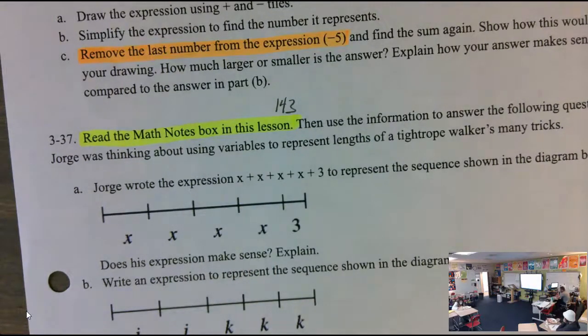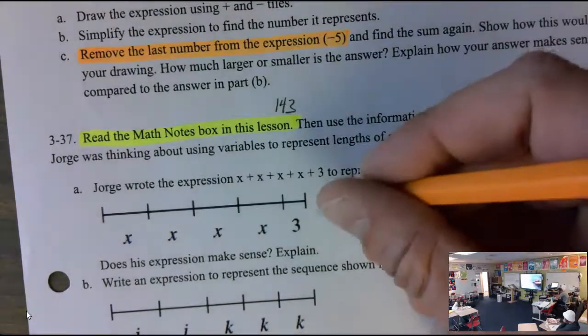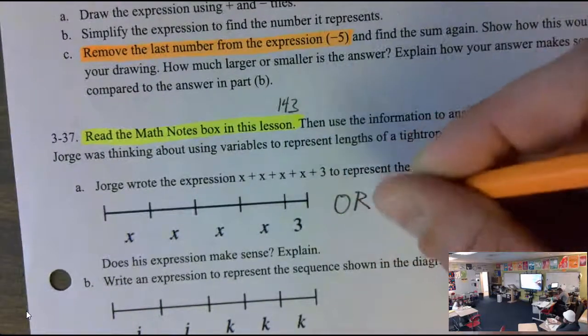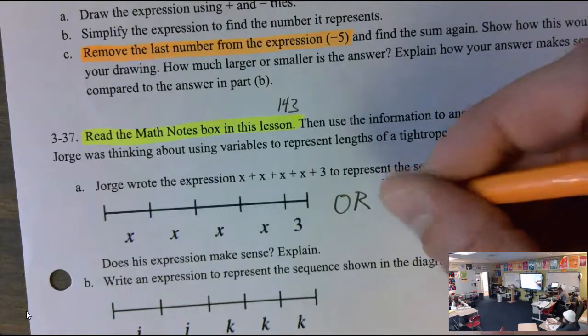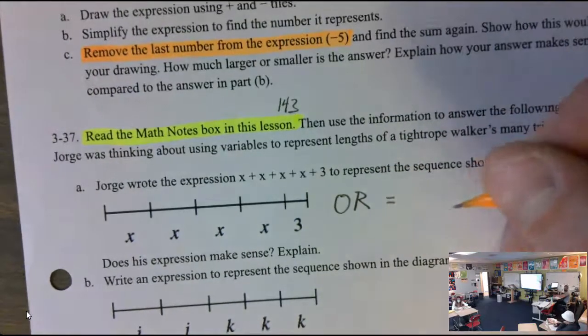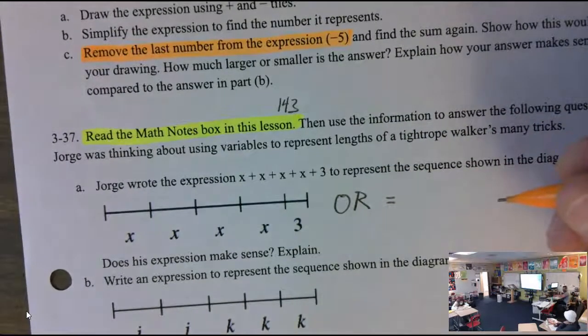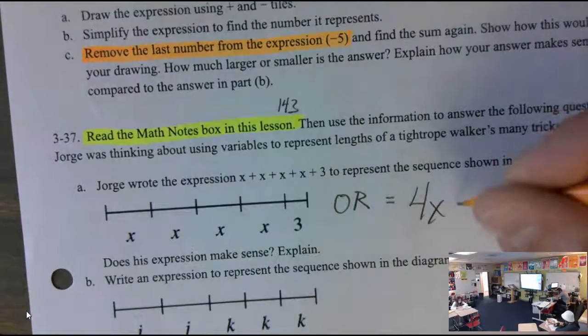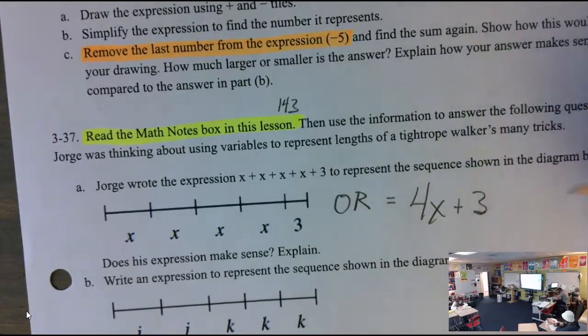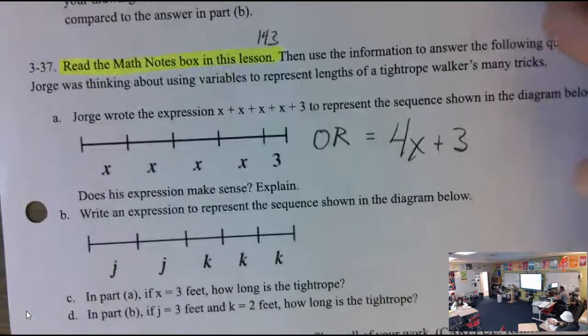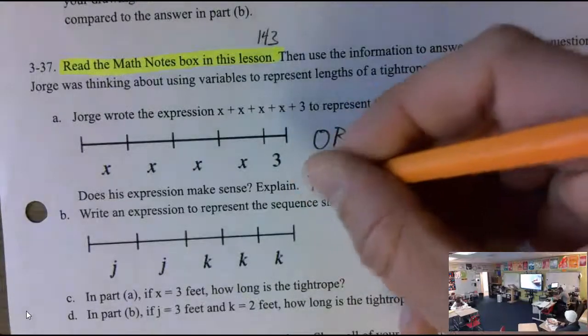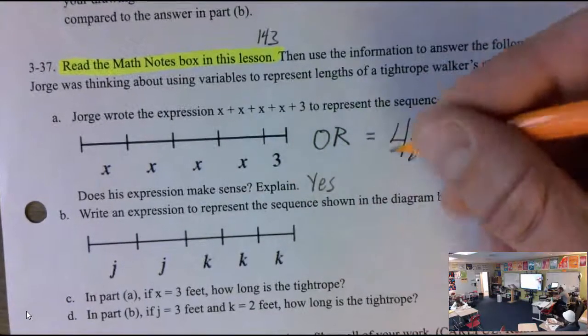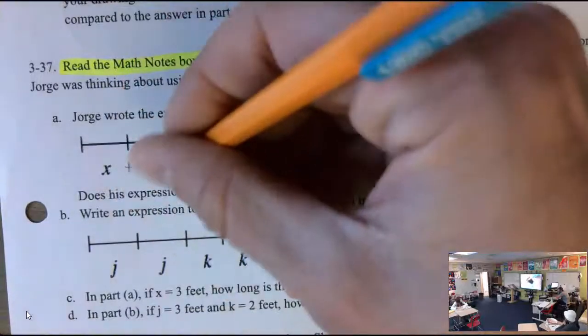Now, I think we could also make this a little bit easier. Do we have to write out x plus x plus x plus x? No, you can put 4x. We could just write 4x and 3. Right? So if we wanted to make our life slightly easier, we could write it 4x plus 3. It does make sense, because we have and.